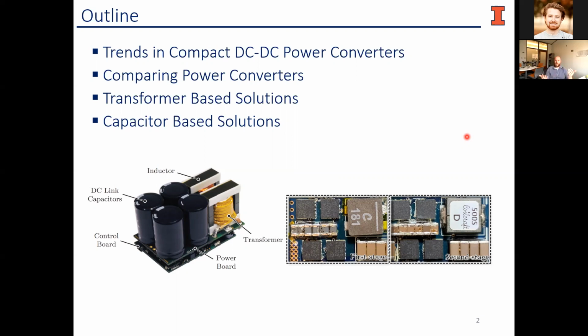And then when we get into that, we're going to look at two high-level solutions. We're going to look at transformer-based solutions for some of these applications, and then capacitor-based solutions here.